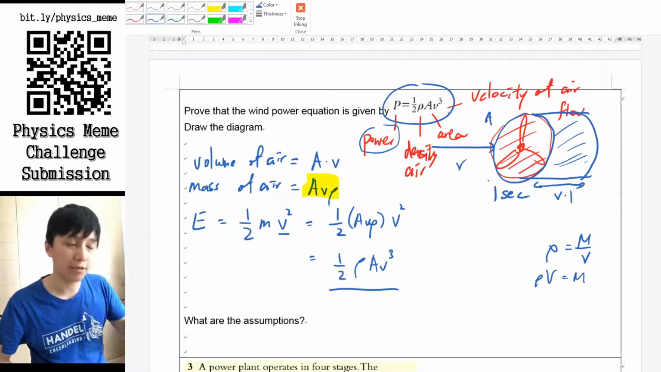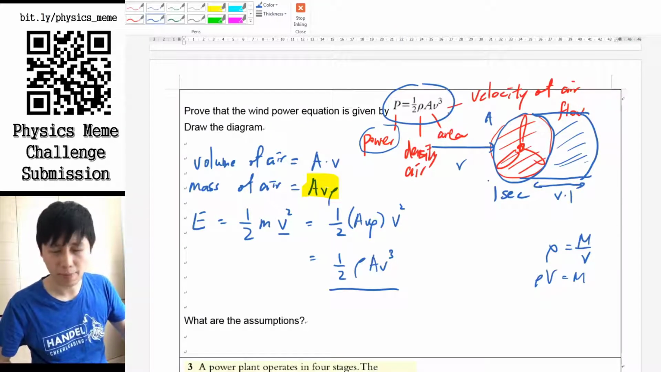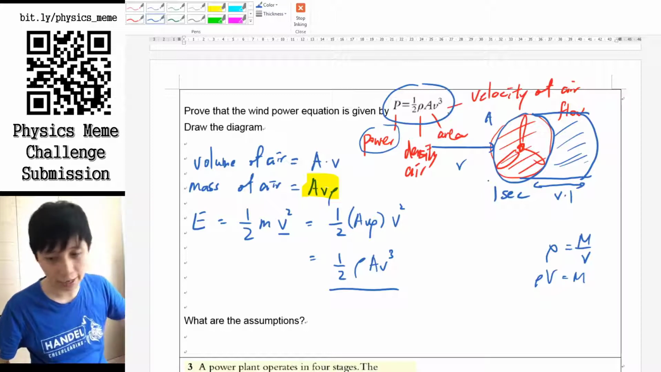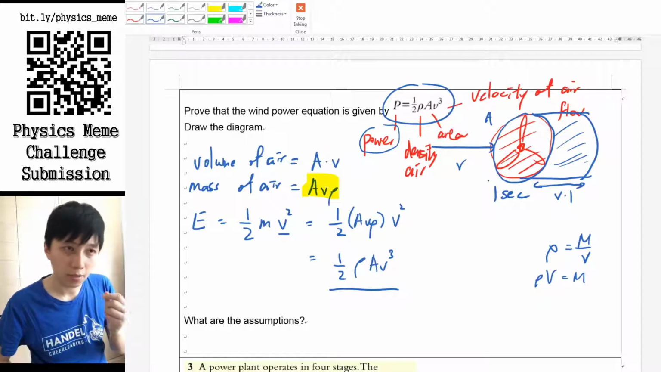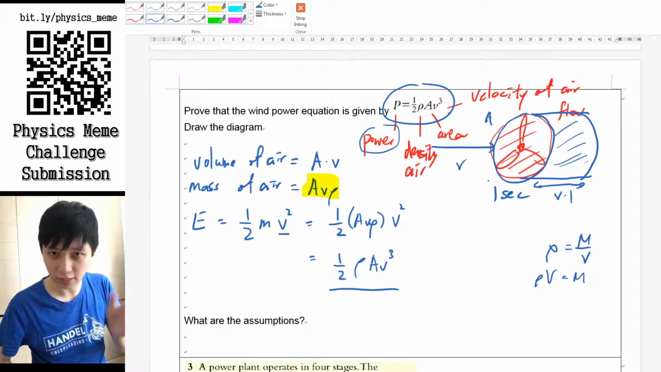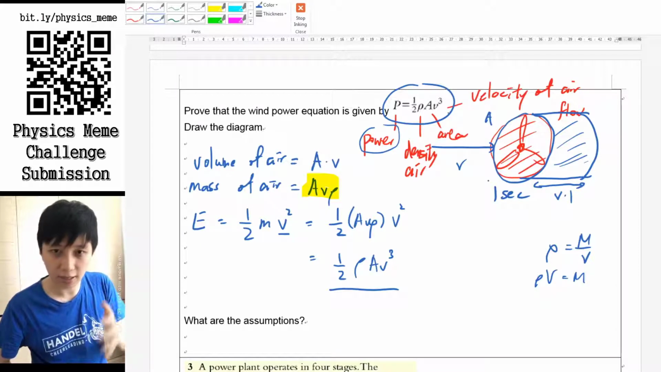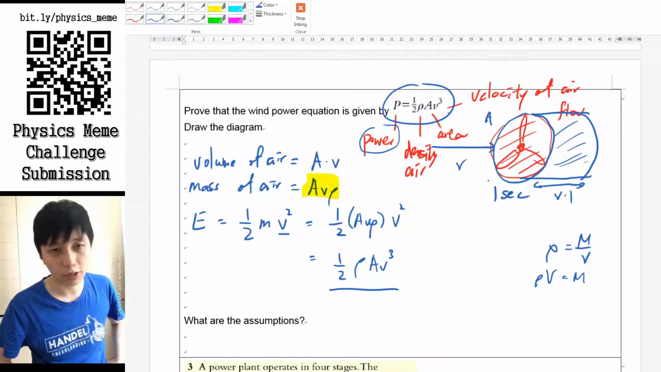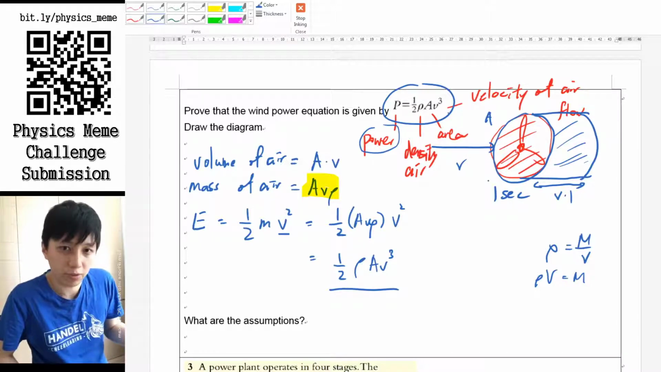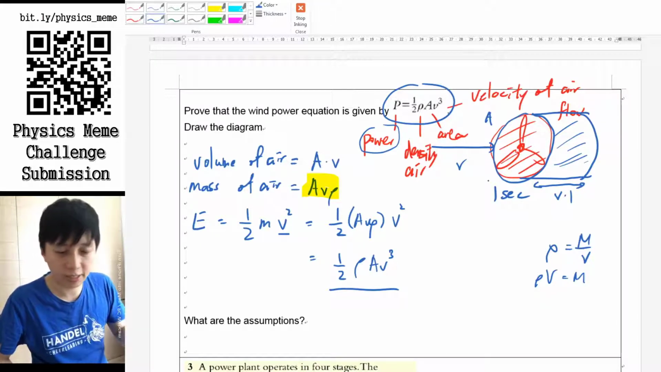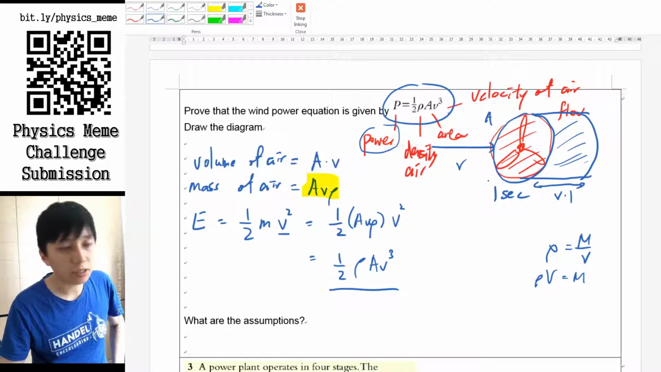Because, like I said in the previous video about hydroelectric power, any time we learn in physics, assumptions are very important. These are like the requirements for your formula to be valid. If these assumptions are not met, then your equation cannot be used simply, or you can say it's not realistic. So I would like to give you some time to think of as many assumptions as you can for this equation.